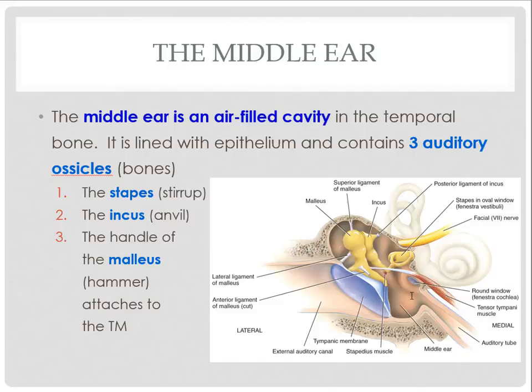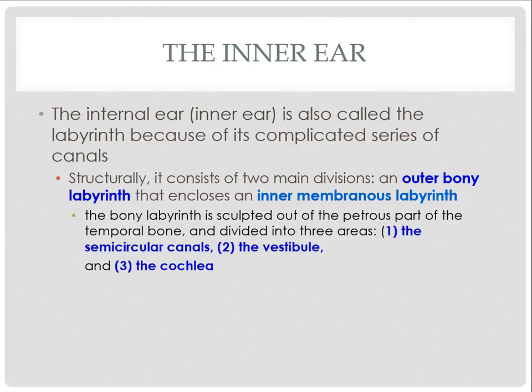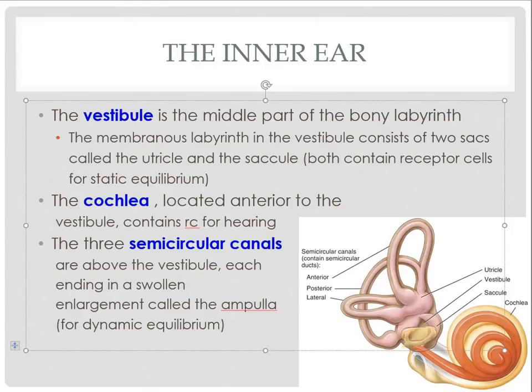So within the middle ear, that vibration signals that are sent through the air are going to get transduced into fluid changes in the internal ear. Now within the internal ear, we're going to be able to see a labyrinth. And within that labyrinth, we're going to be able to see three different areas: the semicircular canals, the vestibule, as well as the cochlea. But for audition, the only thing that's going to be involved is the cochlea, which is located anterior to the vestibule.